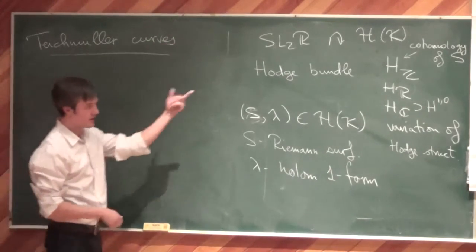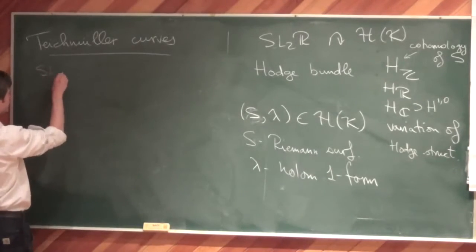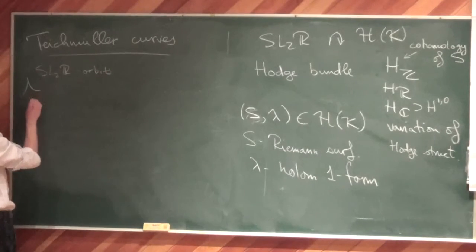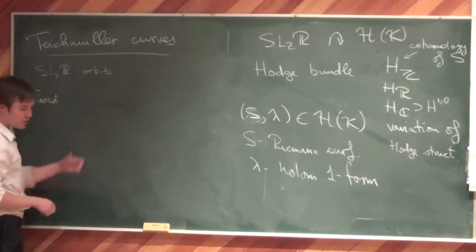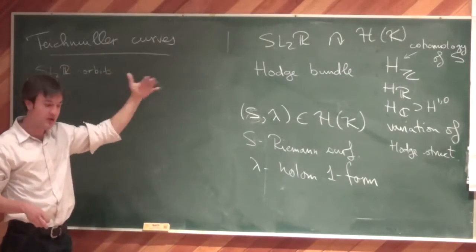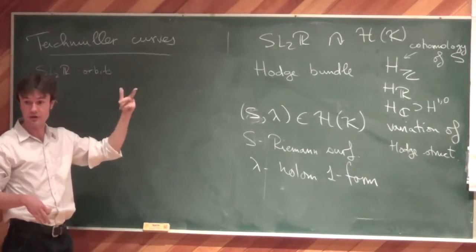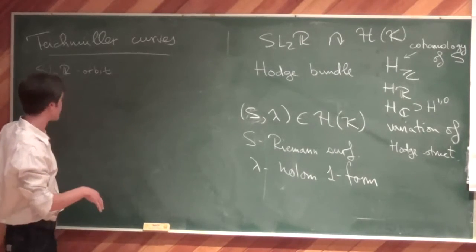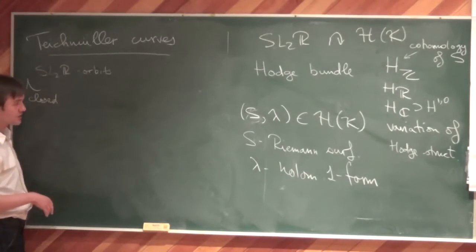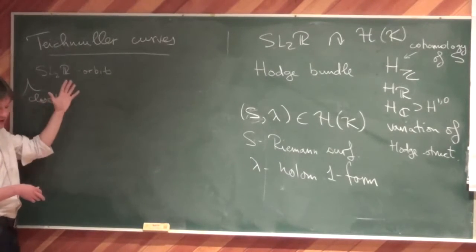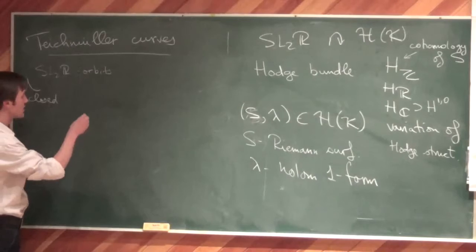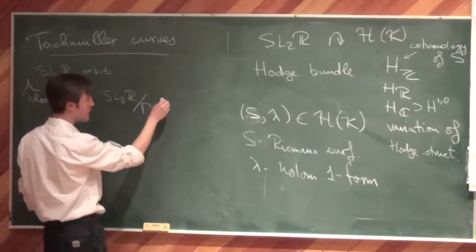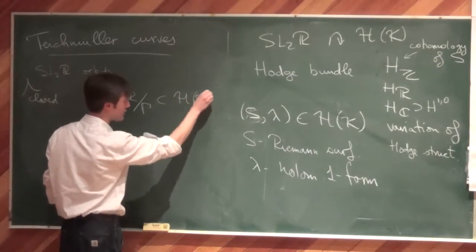So these are SL2R orbits. Well, maybe I should just say they're the closed SL2R orbits. You have this action of SL2R on this space, and in principle it's like the irrational rotation on a circle. You can imagine things in general being very chaotic. But occasionally you have these closed orbits. There are these special surfaces which, under the action of SL2R, basically come back to themselves. So you get objects like SL2R mod some discrete finite covolume subgroup which sits inside the stratum.